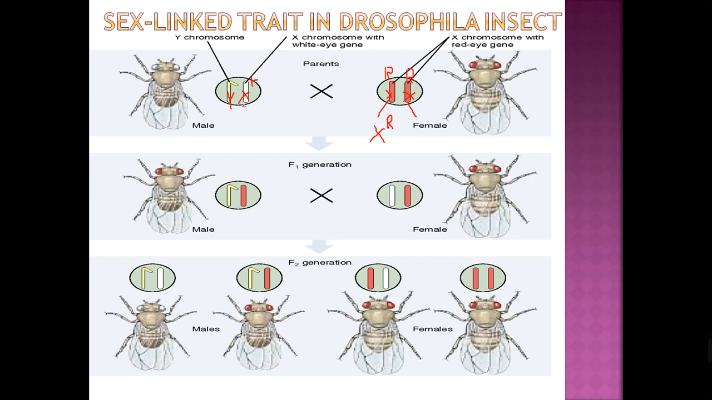X R capital. On the other side, let's take the gametes of the male: X, which carries the recessive character, R small, and Y will not carry anything. After making a cross between these gametes, X R capital and X R small, this female will be produced: X, which carries the R capital, the red eye gene, and X, which carries the R small of the white color. On the other side, X R capital will fertilize Y, so it will produce this male, X R capital and Y.